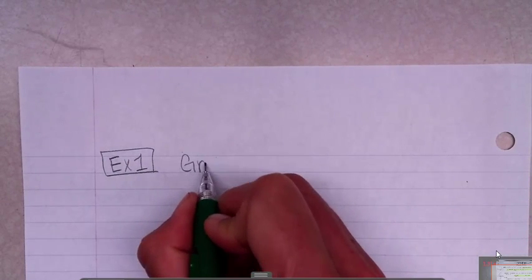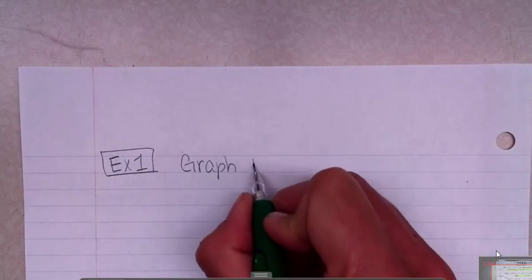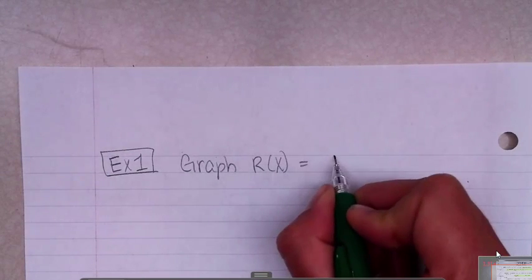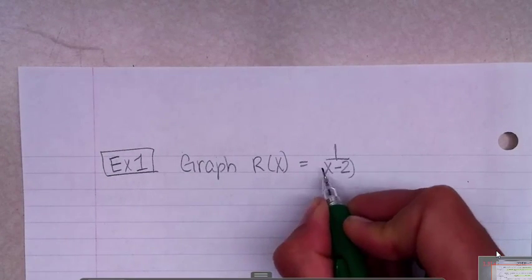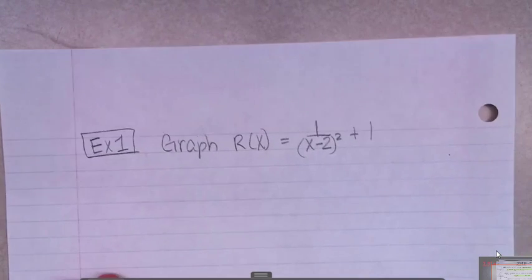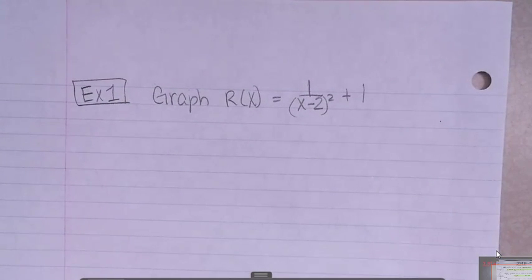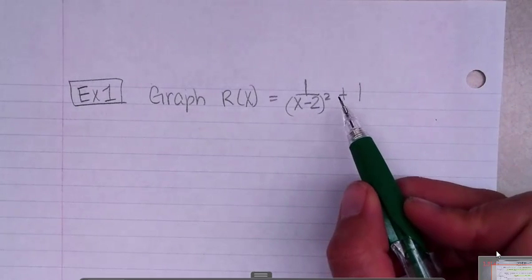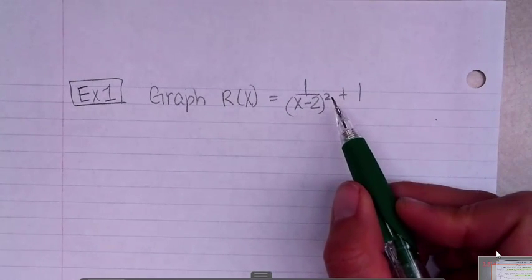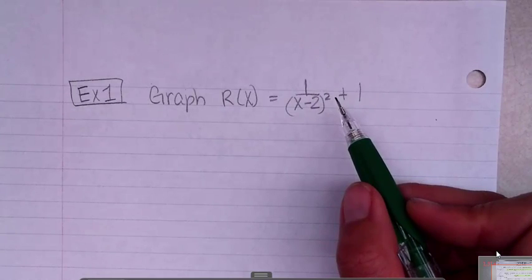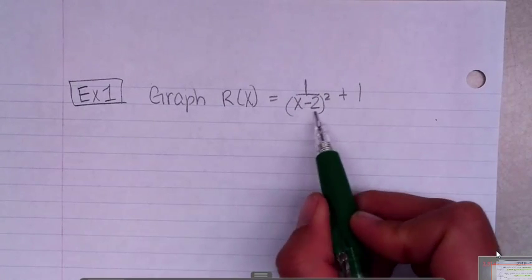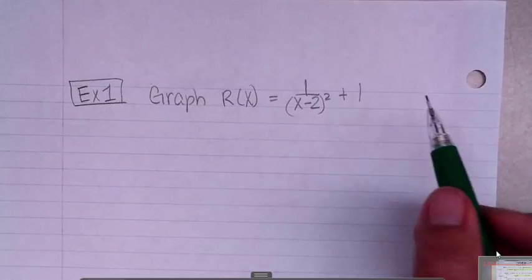All right, let's look at example 1. So we are going to graph r of x, which is 1 over (x minus 2) squared plus 1. First of all, let's see if we can figure out any horizontal or vertical asymptotes. I think this is completely simplified, right? There's nothing more that can be done to it.